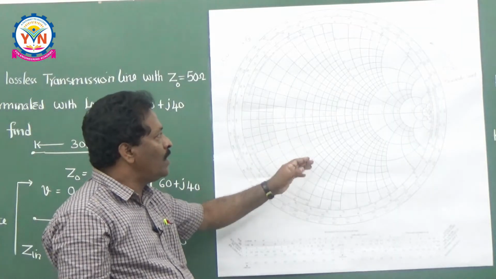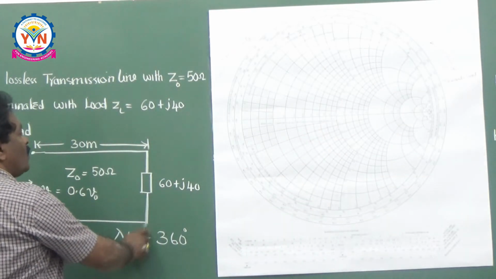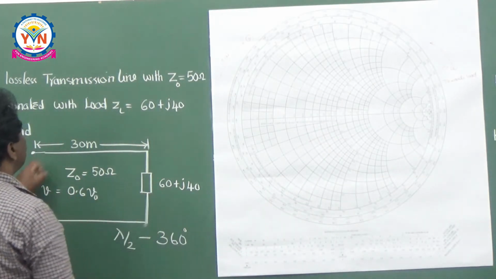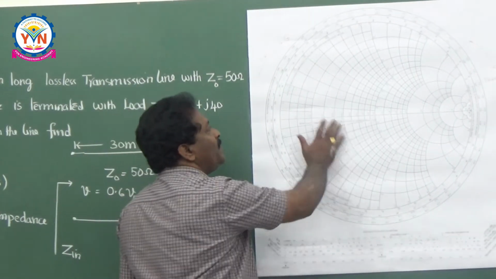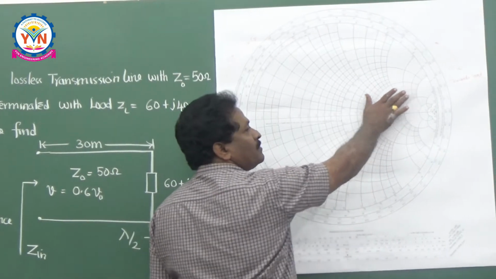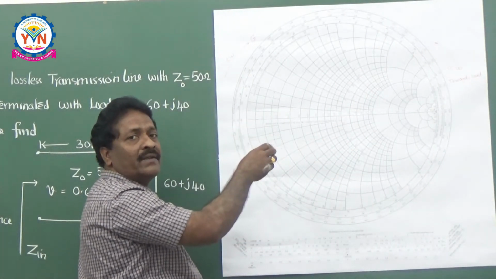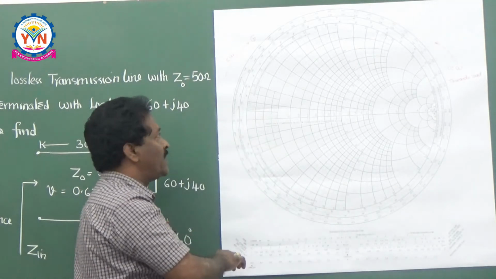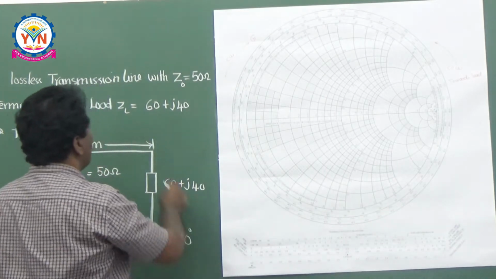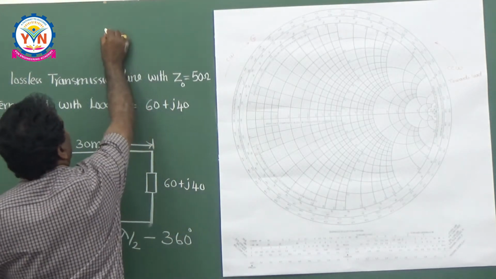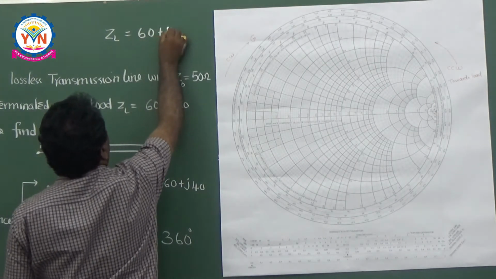So now, by using this Smith chart, I would like to do this problem. The load impedance is here 60 plus J40, but you know very well, the Smith chart is meant for normalized impedances. Normalization means dividing by the characteristic impedance. So, what is the normalized impedance here? What is your ZL? ZL is equal to 60 plus J40.